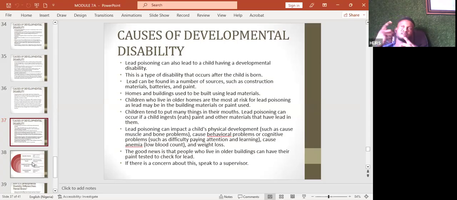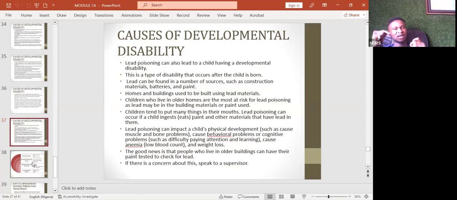Some children are very sensitive to lead. Children who live in a house whose materials were made with lead may develop a developmental disability. Children tend to put many things in their mouths, like lead. So lead poisoning can occur if a child ingests the paint and any other materials that are made of lead in that house.